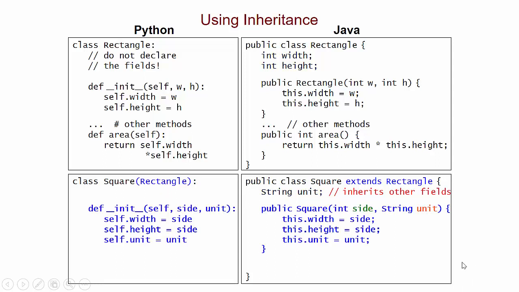We then need a constructor. And in this case, we're passing in the length of a side and what unit we are using for the side's measurement. And you can see we're taking the value that's passed in for side, and we're assigning it both to the width and to the height. And we're taking the value that's passed in for unit, and we're assigning it to the new unit field that is declared right here. So that's one way we could do the constructor here, and here's the comparable Python one. And then everything else, all of the other methods, area method, grow method, they are all inherited by the square class. We do not need to redefine them.